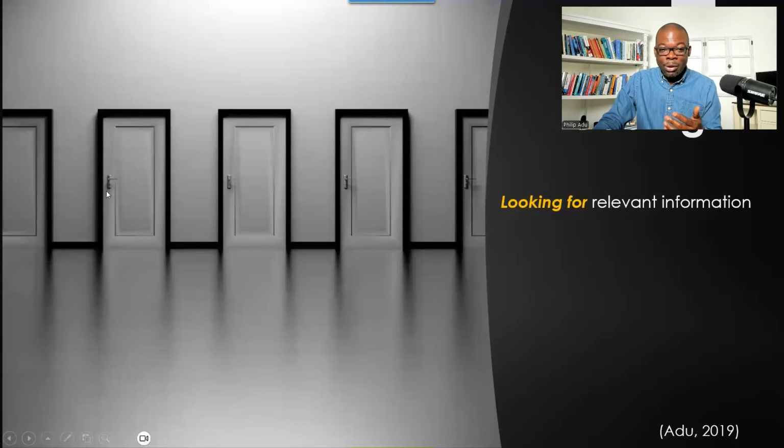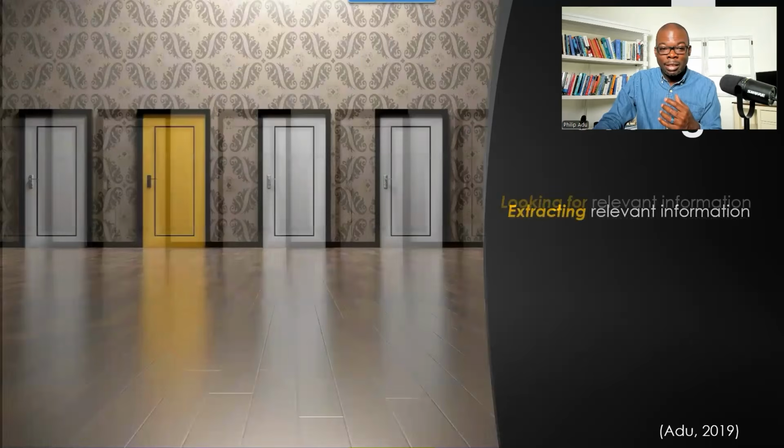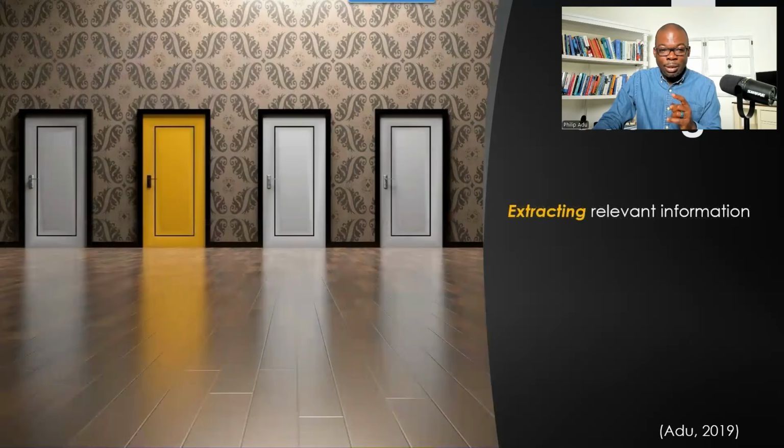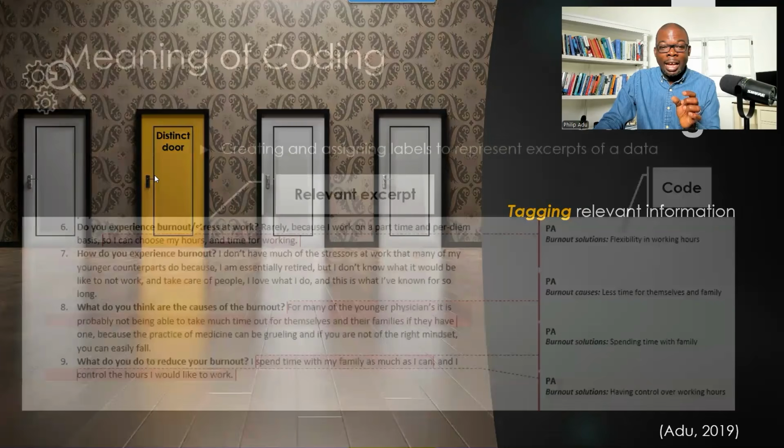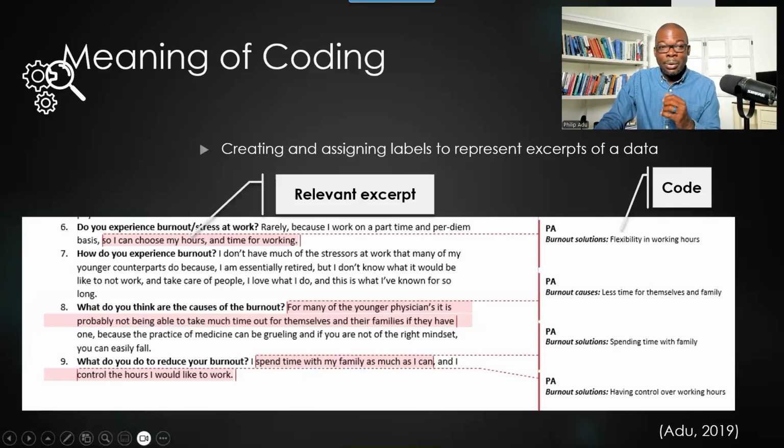So imagine all these dolls are transcript information. With the research question in mind, you look for information that is significant. Now you have identified information that is significant, which is this yellow doll. Then you have to tag it. Tagging means that you are developing a phrase of 2 to 5 words to represent information that is significant. And that is it about coding.